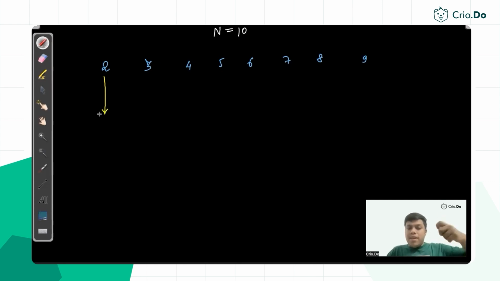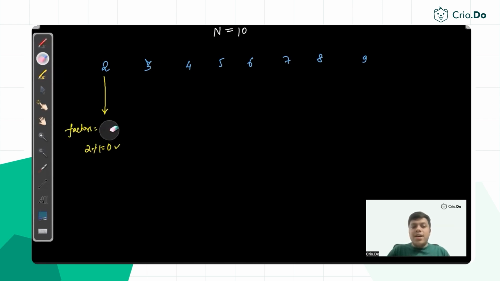A number which is prime will have only two factors. So let's say initially for 2, the number of factors is 0. I will start checking by dividing 2 by all the numbers possible. Is 2 modulus 1 zero? Yes, 2 modulus 1 is 0. That is, 2 has a factor 1, and so the number of factors goes from 0 to 1. That is the first factor of 2 that has occurred.